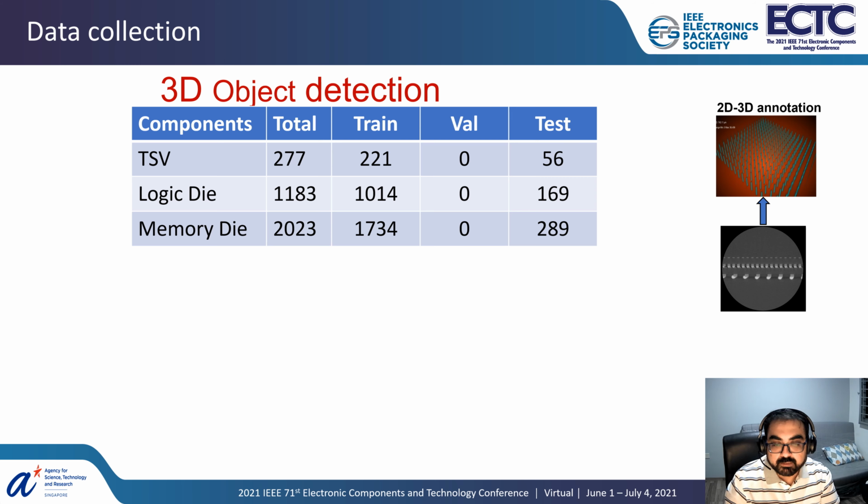The reason why we don't have anything in validation is because some models like SSD do not use a validation set. So to be on par, we basically split the data equally.